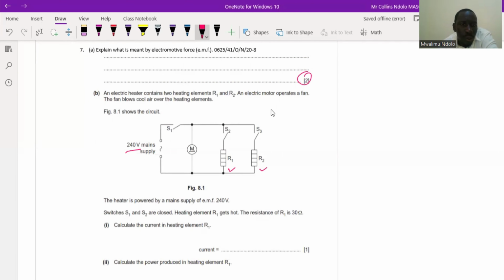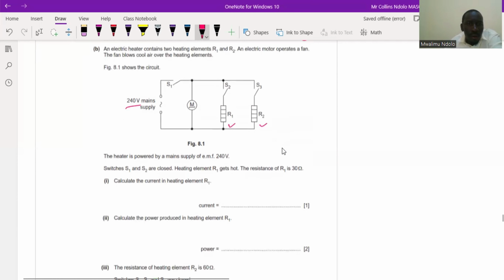Switches S1 and S2 are closed. Heating element R1 gets hot. The resistance of R1 is 30. Calculate the current flowing through R1. So remember, if they are all connected, you can see clearly that R1, R2, we have only closed S1 and S2. Okay, so S1 and S2 are closed.